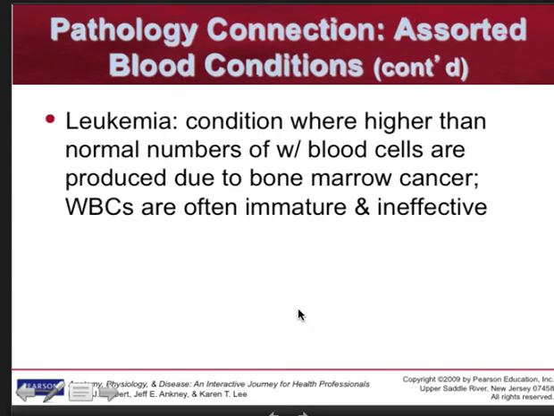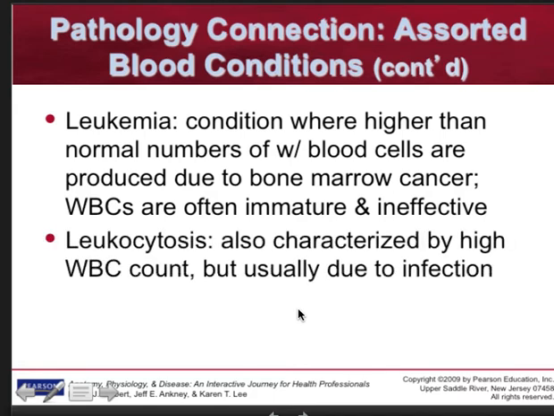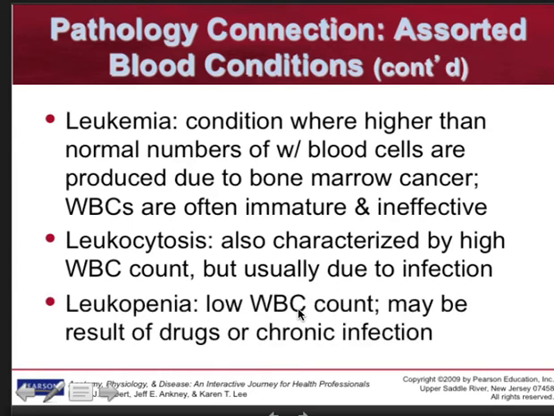Okay, leukemia is essentially white blood cell cancer. This is a condition where a higher than normal number of blood cells are produced due to bone marrow cancer, and these white cells are immature and they're not good at doing their job. They basically gum up the works for the mature white cells that are capable of fighting infection. Leukocytosis is characterized by high white count, but this is usually due to infection, and leukopenia is a result of low white count and may be the result of drugs or chronic infection.